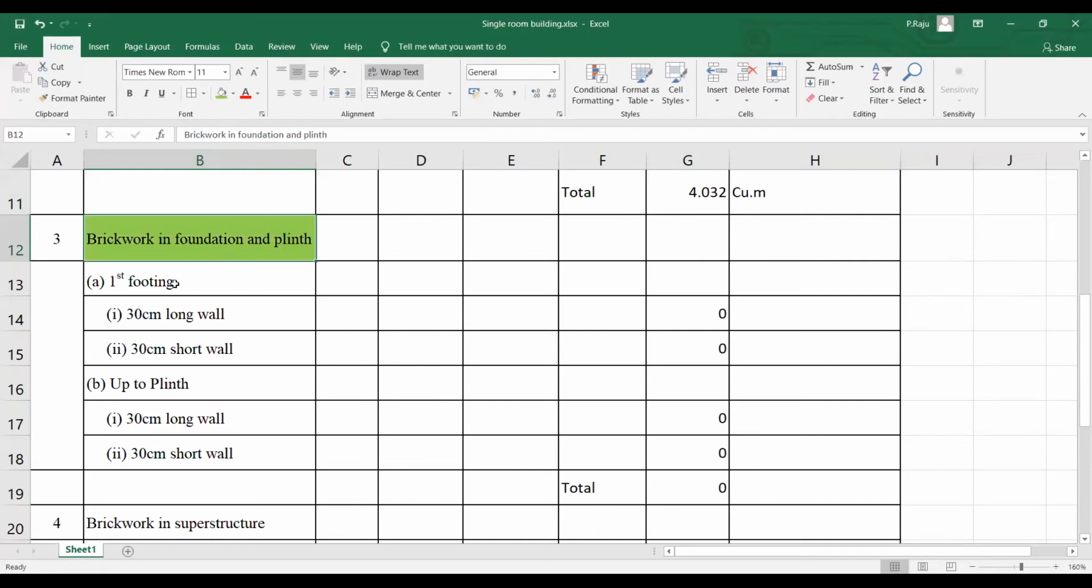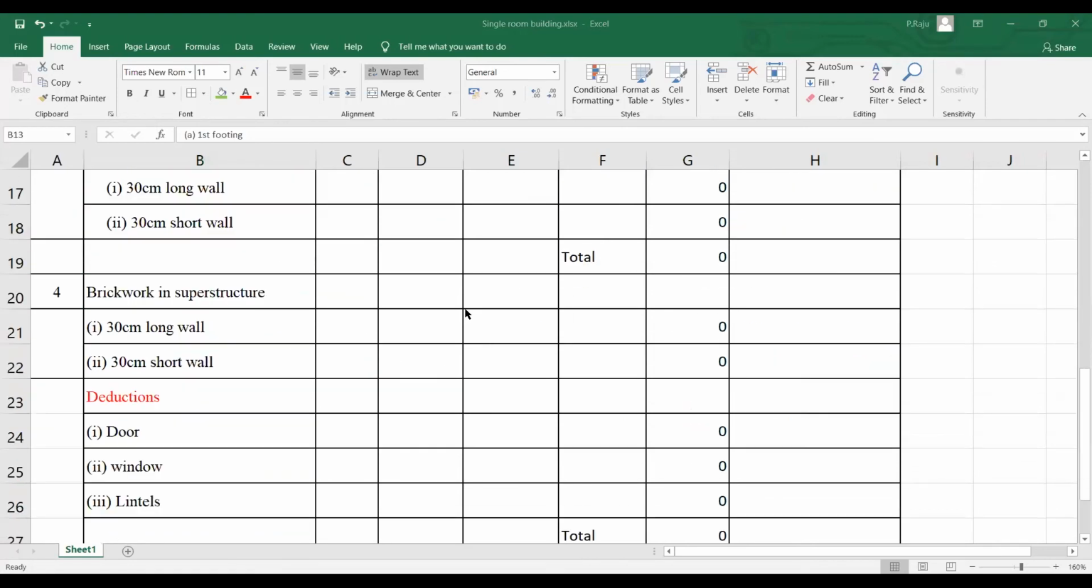Okay, so in this, first footing and plinth, up to plinth is up to the level of plinth, not on ground level or something like that. We need to add everything. So for first footing, what is the breadth and height? Can someone say in the chat box what is the breadth and height of first footing? 0.5 and 0.2. Very good.